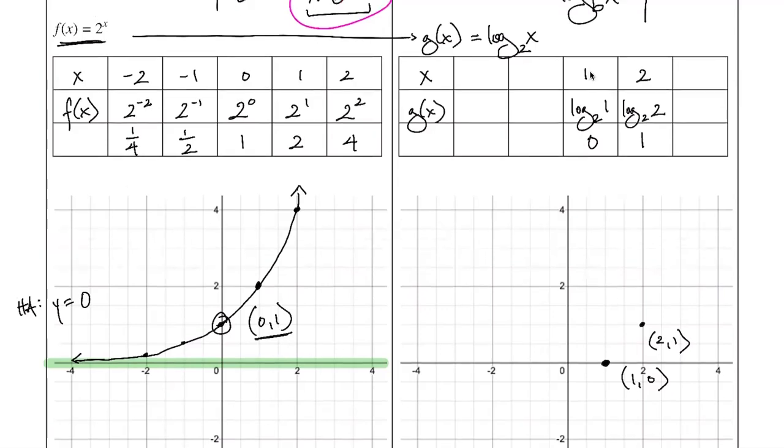Now, if I keep using this pattern, I switch all my x's and y's, let's see what we get. So (2, 4) is going to become (4, 2). And that's going to be this point, which also means that log base 2 of 4 equals 2.